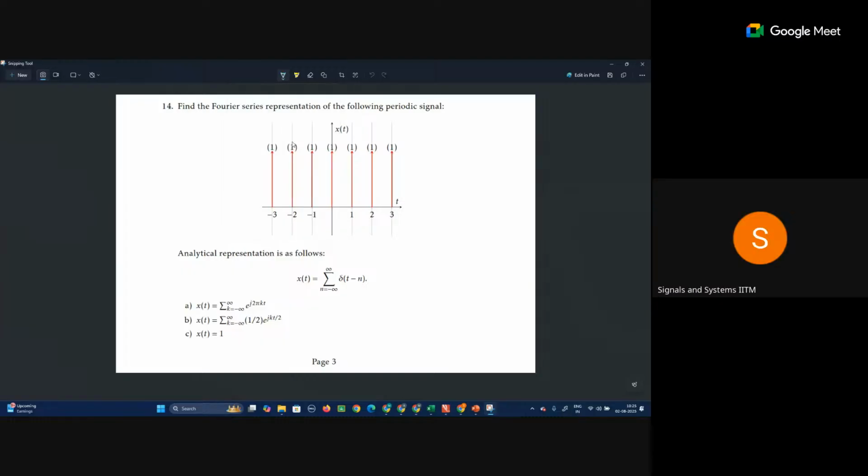So here they have given the x of t, and the time interval is 1, since it is repeating. They have said it is an impulse train, and here T is 1. Generally the impulse train is the sum of delta of t minus nT, and here T is 1. So as a result, omega will be 2 pi.